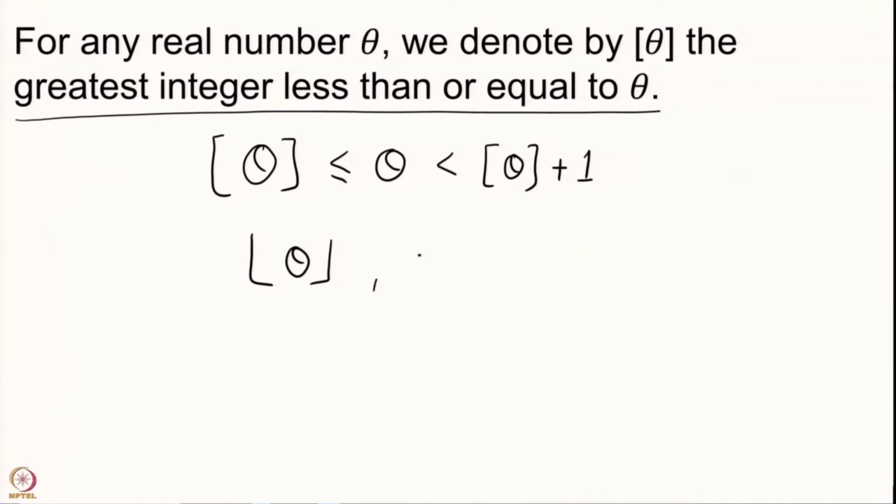There is another function which is called the ceiling function, which is the smallest integer bigger than or equal to theta. So, this will have the property that the ceiling of theta minus 1 is less than theta, which is less than or equal to the ceiling function of theta.